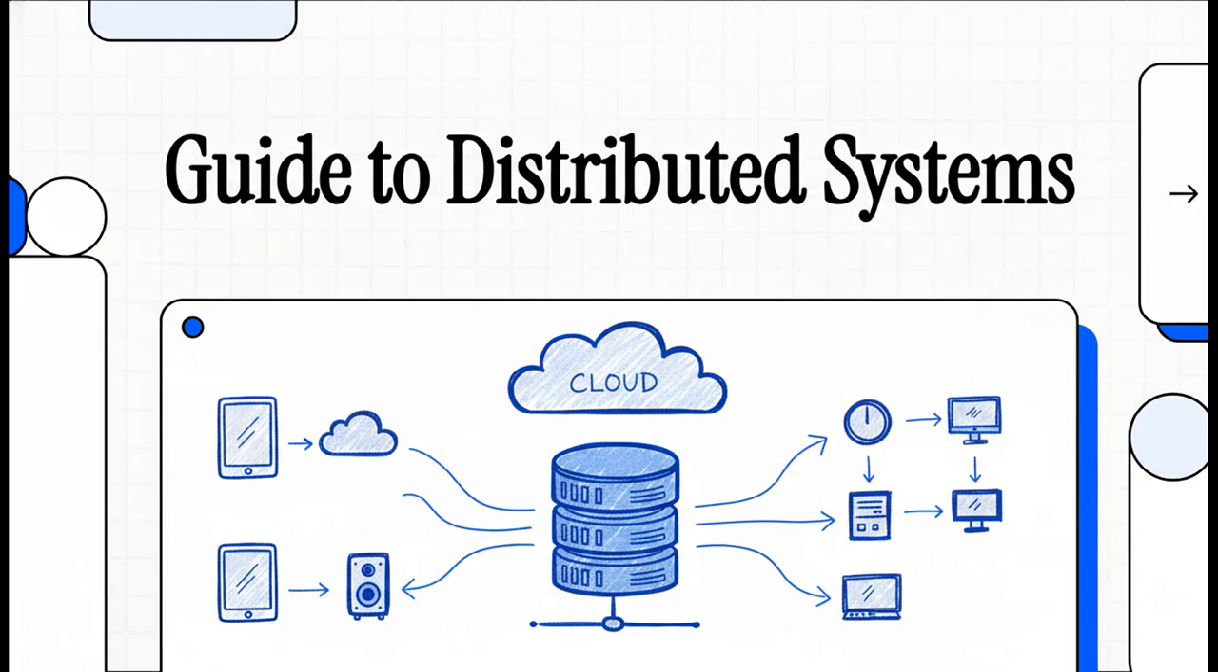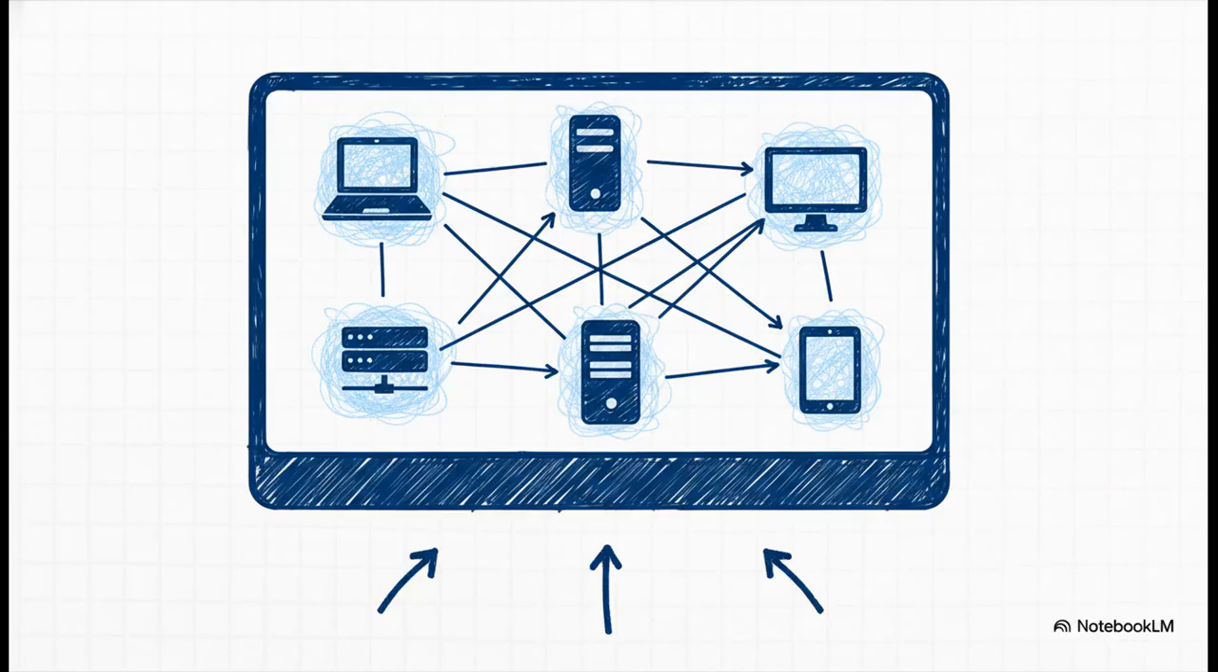Welcome to The Explainer. Today, we're diving into something that's pretty much everywhere, but you can't really see it. We're talking about distributed systems. Seriously, from the cloud that holds all your photos to the smart speaker on your counter, this is the computer science magic that makes our connected world actually connect. So, what is a distributed system, really?